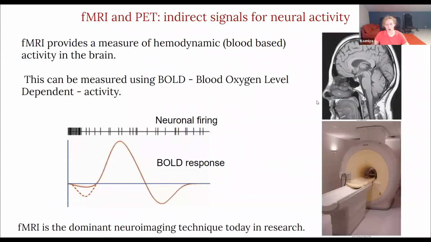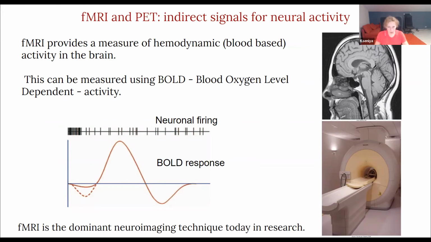fMRI provides a measure of hemodynamic, so blood-based, activity in the brain, and is based on the premise that neuronal activation increases the oxygen demand of neurons and related cells, leading to additional blood flow carrying oxygen molecules to the region. This can be measured using BOLD, or blood oxygen level dependent activity.